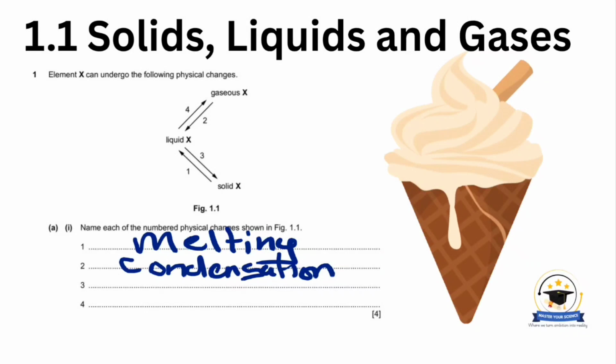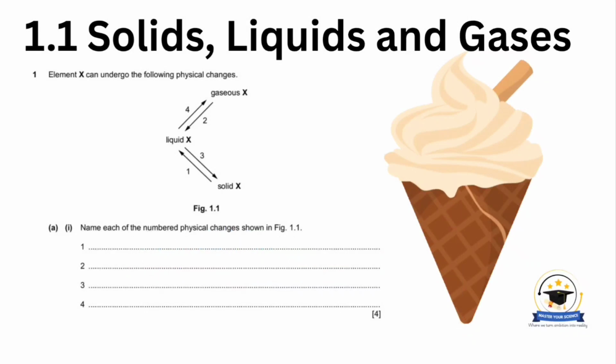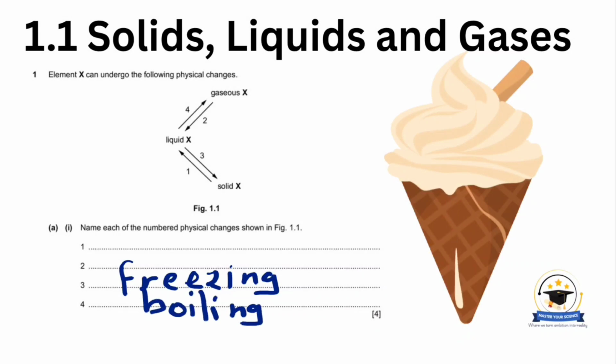Number 3 shows the change of state from liquid state to solid state. This is freezing. Number 4 shows the change from liquid state to gaseous state. This is boiling. This can also be evaporation. However, boiling and evaporation are different. Let's look at the next question to appreciate this difference.